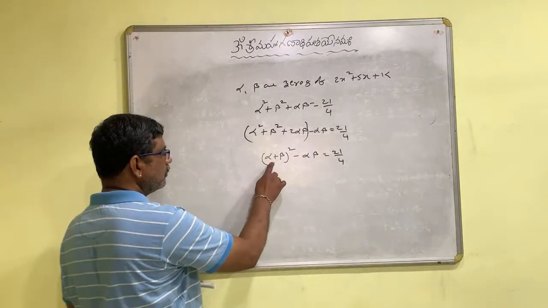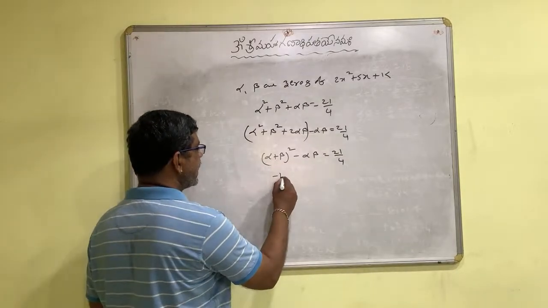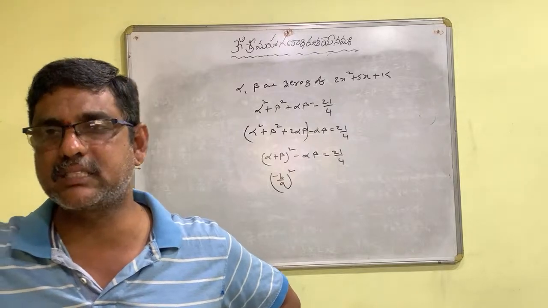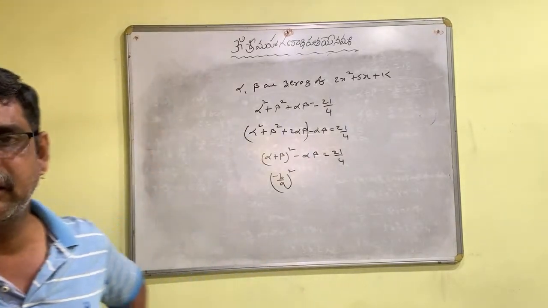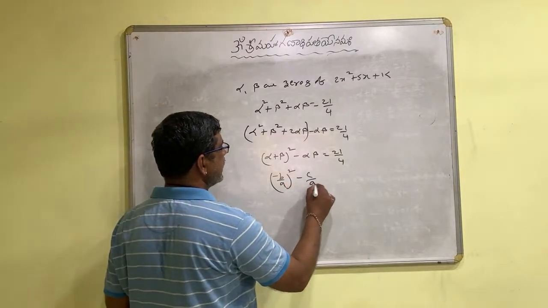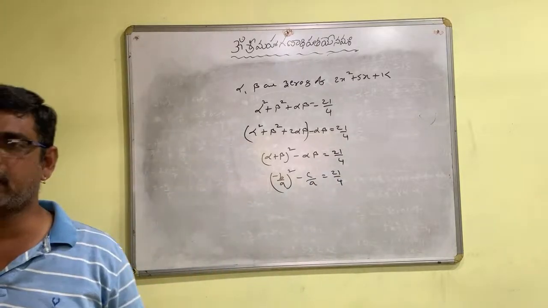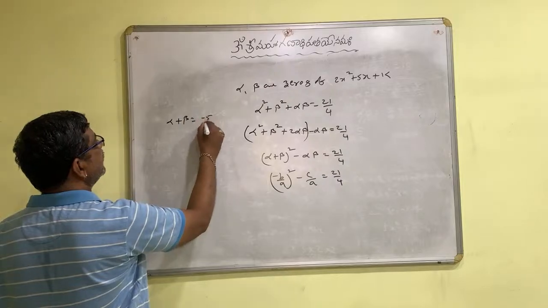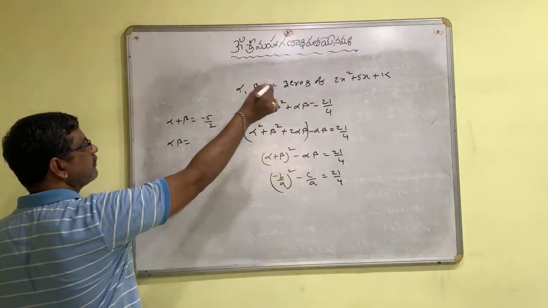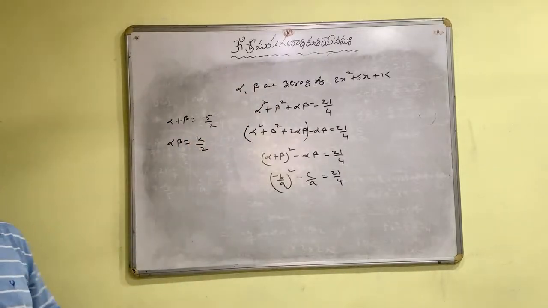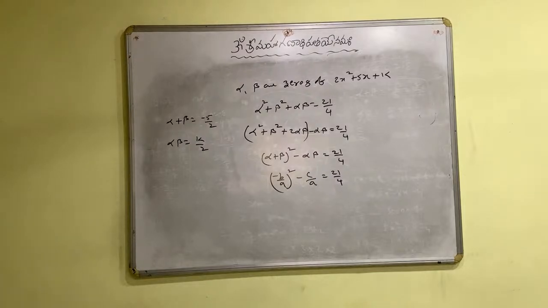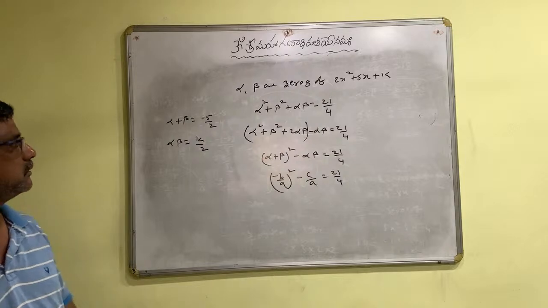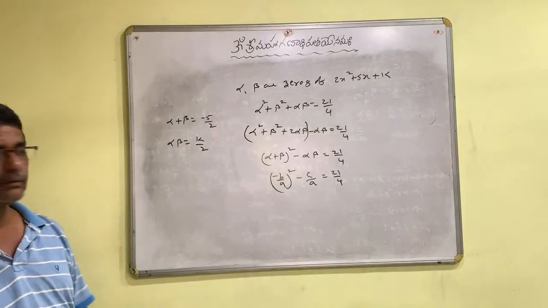Now I know alpha plus beta is minus b by a, because I have seen the relation between zeros and coefficients. Alpha plus beta is equal to minus b by a, so I wrote it, and alpha beta is c by a. Now substitute values. From the given polynomial, alpha plus beta is minus b by a, that is minus 5 by 2. Alpha beta is c by a, that is k by 2. So I am replacing the values here.